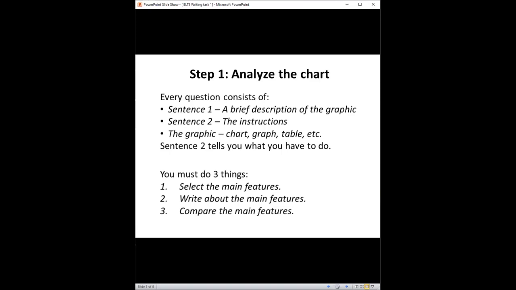You must do three things in analyzing the charts. The first one is selecting the main features to write about, and the last one is comparing the main features. All three tasks refer to the main features of the graphics. You do not have to write about everything. Just pick two or three key features and you have plenty to write about.